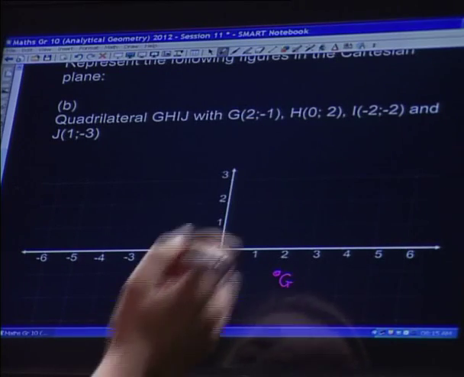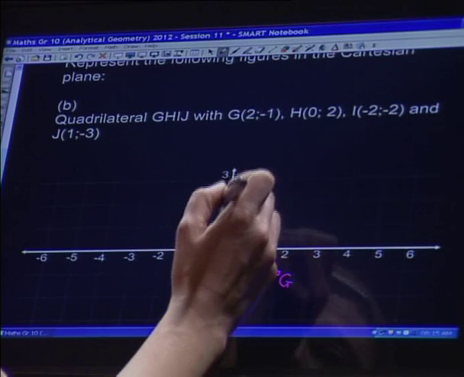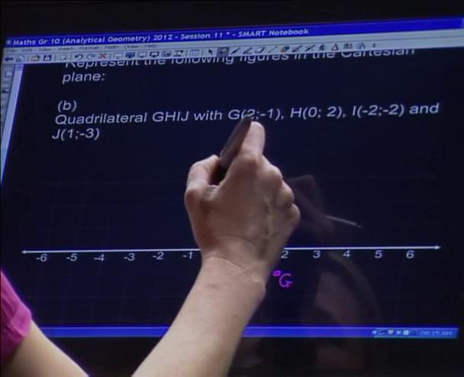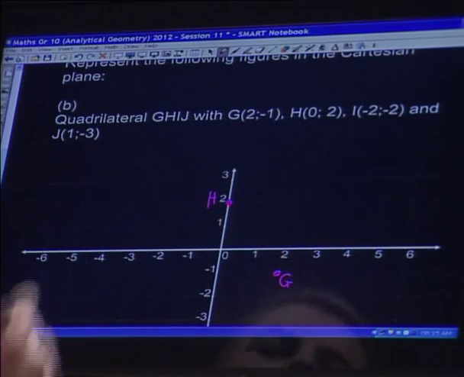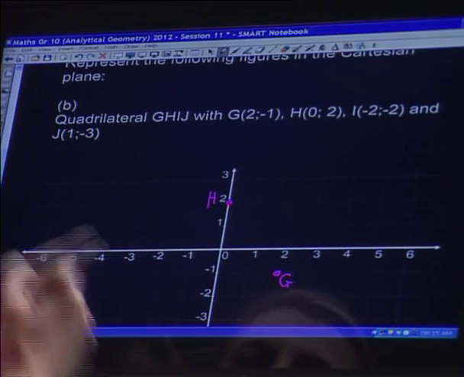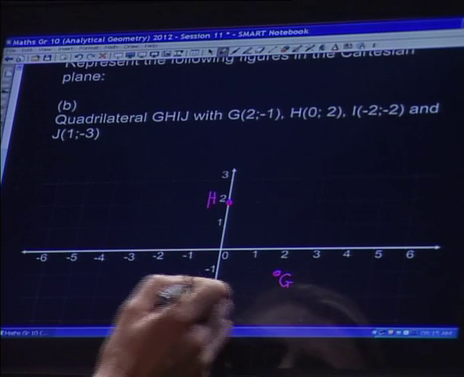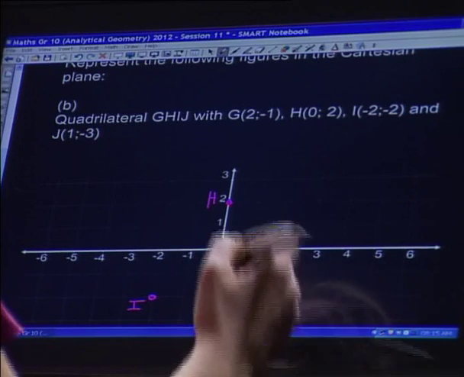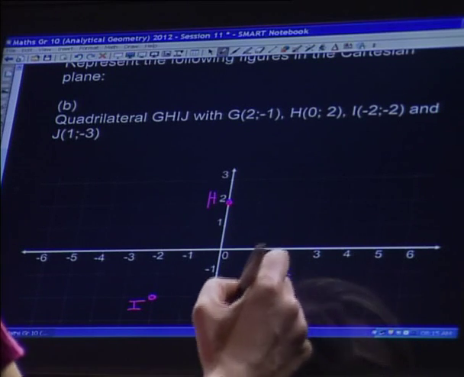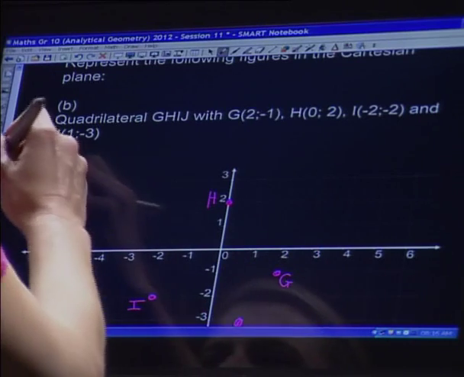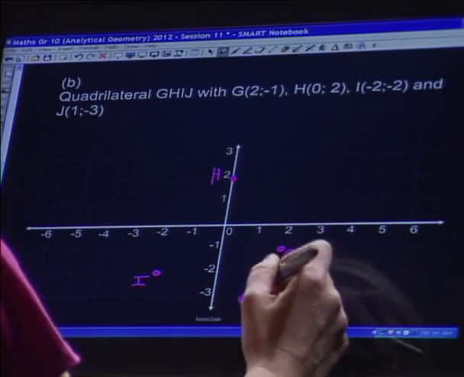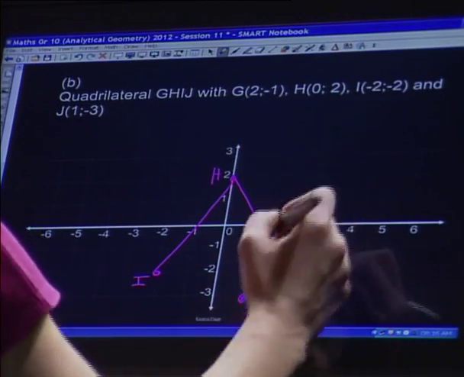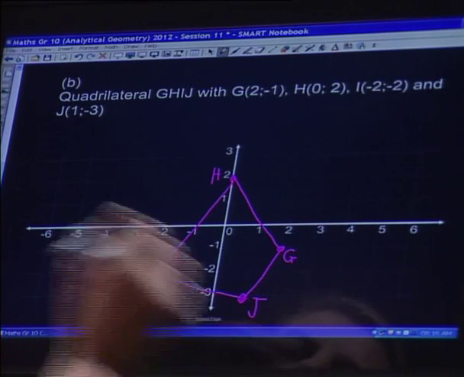H, x is 0, y is 2. X is 0, y is 2, is of course on the y-axis. Then I, x is minus 2, y is minus 2 as well. Minus 2 and minus 2. And finally, we have J, x is 1, y is minus 3. So that's over here. Let's just move it down a little bit. And we connect the dots to reveal our 4-sided figure, our quadrilateral.